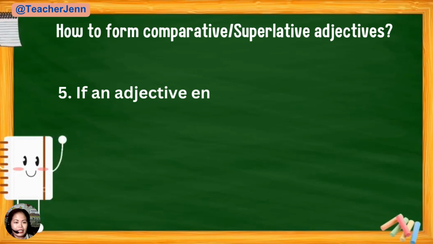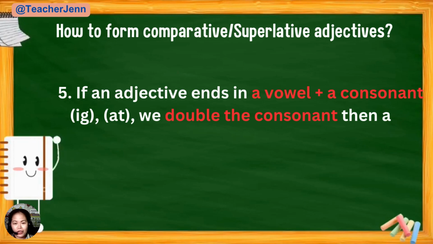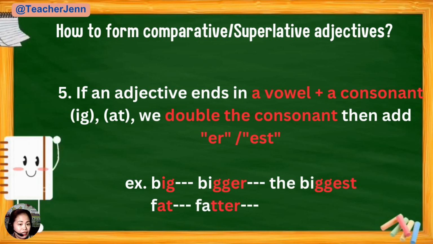Number 5, if an adjective ends in a vowel plus a consonant letter, like ig, at, we double the consonant, then add er for comparative and est for superlative. For example, big, it ends with a vowel and a consonant letter. So we will double the letter G, that will make bigger, the biggest. Fat, fatter, the fattest.